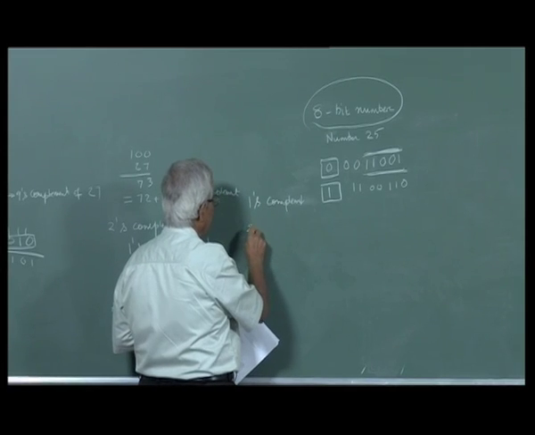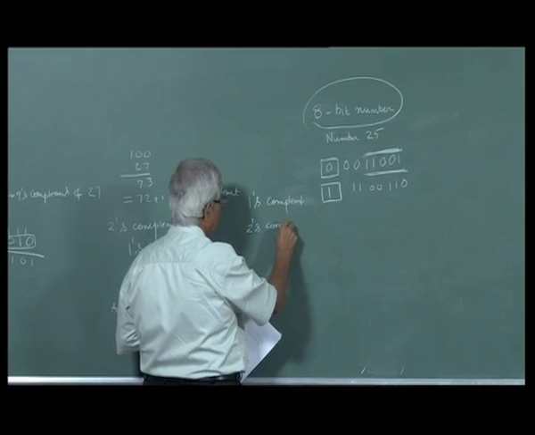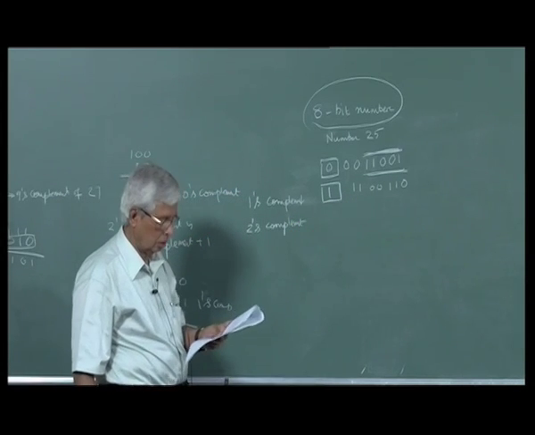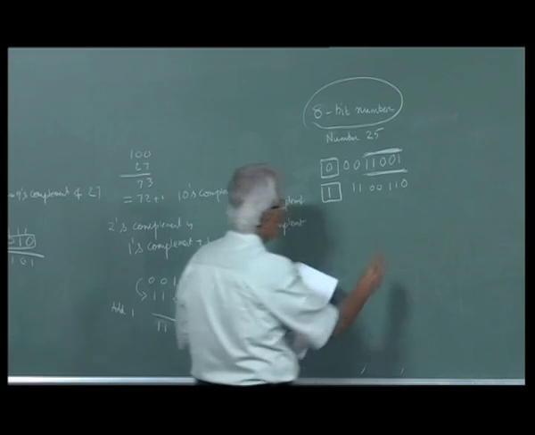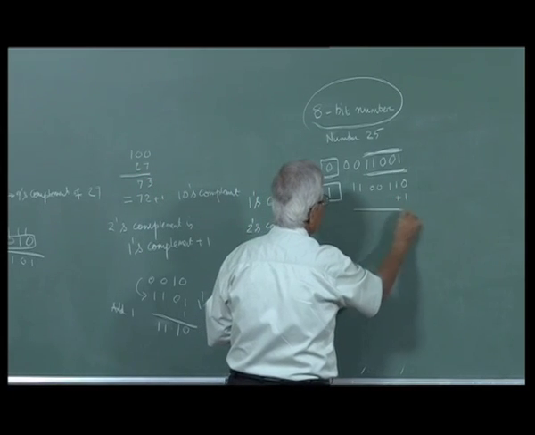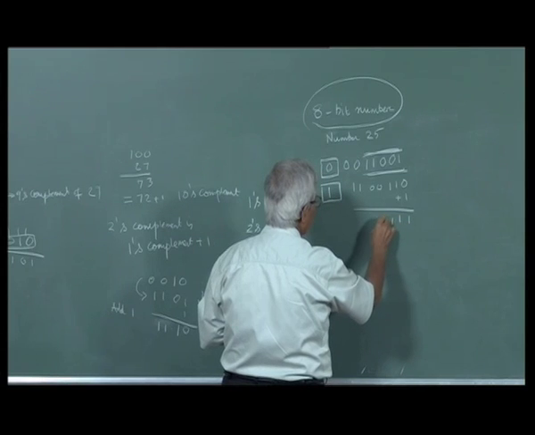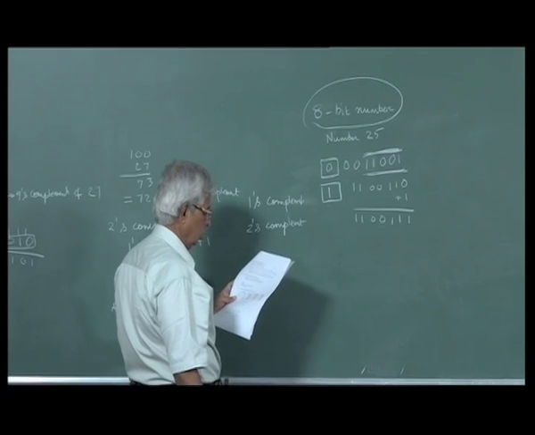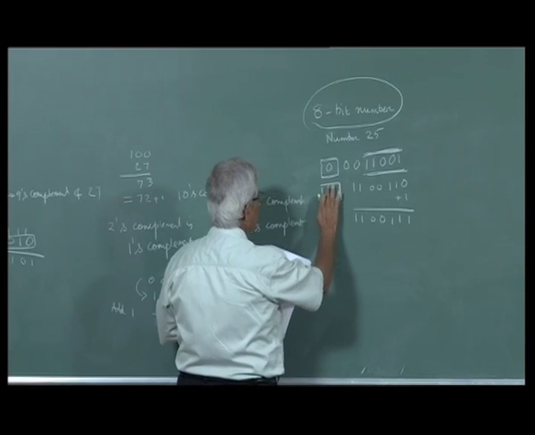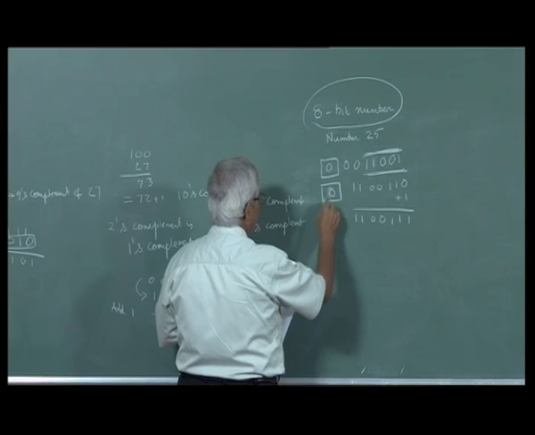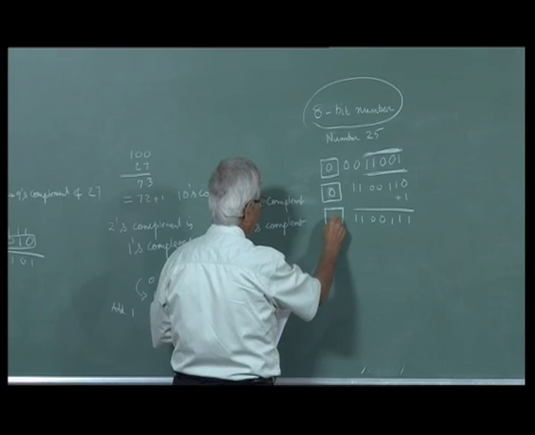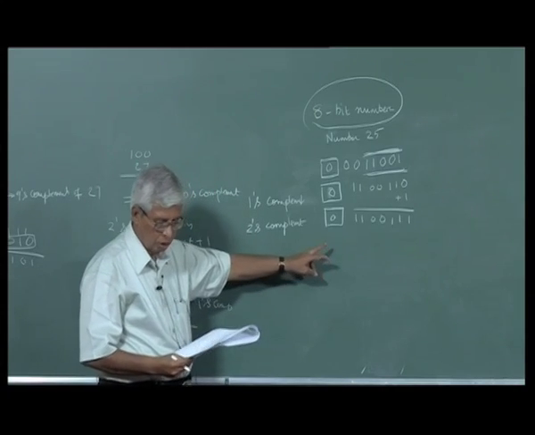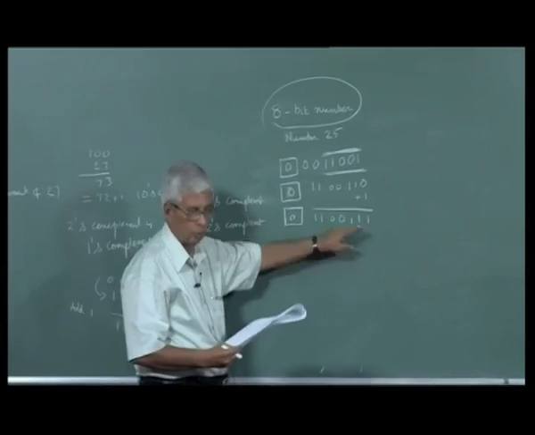For 2's complement, I can add 1 to this. Again, it is 0, I am sorry, this is a positive number. This is also 0. So the 1 was wrong, it should be 0. Here also it is 0, 0, 1, 1, 0, 0, 1, 1, 1.